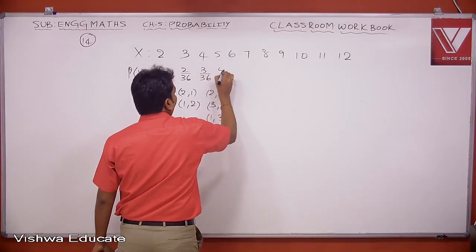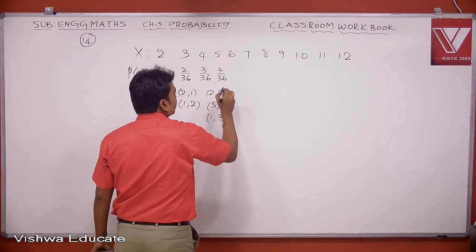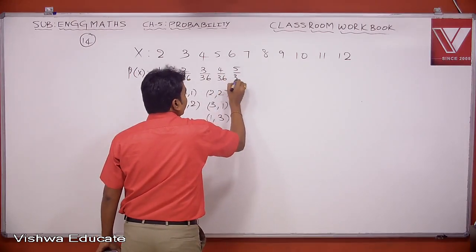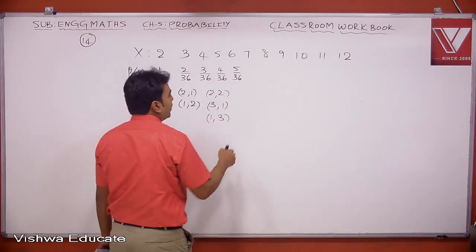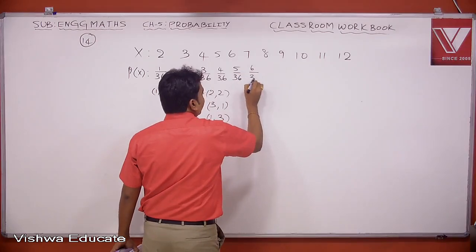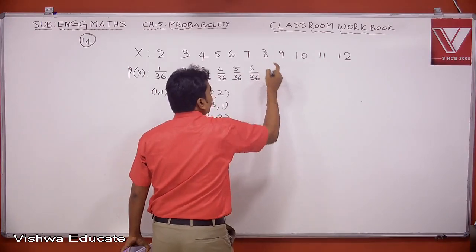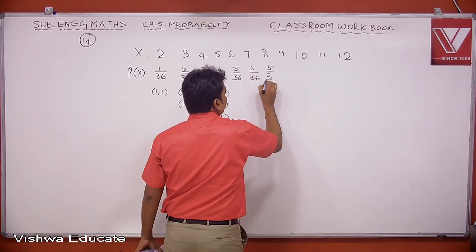Similarly, when you go to 5, you will get 4 by 36. For this 5 by 36, you can verify easily. So for 7, this is 6 by 36. For 5, it is 5 by 36.